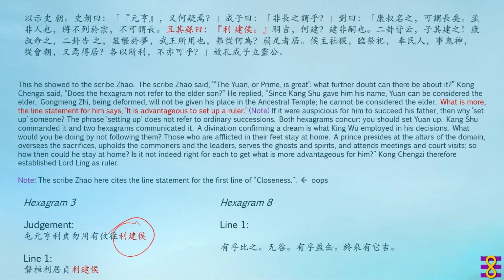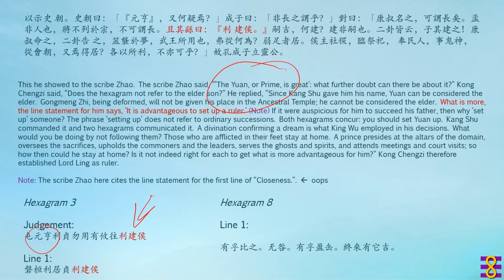But let's look at this note, just a small something about this note. The translators here say that the scribe Zhao cites the line statement for the first line of closeness, which is the translation here of hexagram 8. But that's not true, because the line statement of hexagram 8 is this. So I think this is a small typo, a small error here, because the scribe Zhao is not really citing the line statement of 8, but is actually citing the judgment text of hexagram 3. And we know it's hexagram 3, the judgment text that he's talking about, because he is actually saying here in this translation, the yuan or prime is great, which is these two characters.